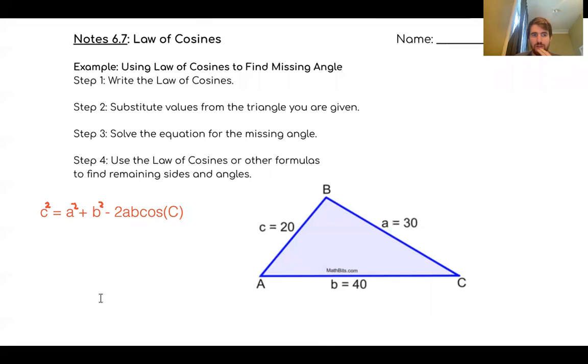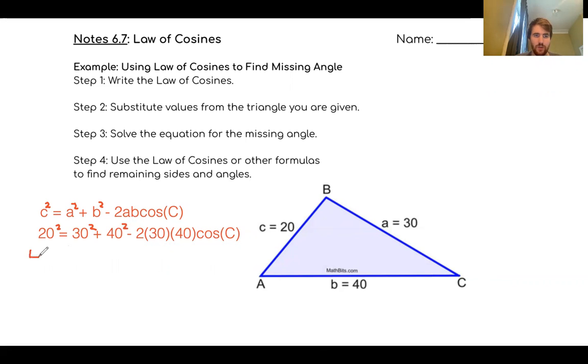We will now substitute in values from the problem. This time we have c, a, b. We're going to be trying to figure out what this C is. So c squared will be 20 squared equals a squared 30 plus 40 minus 2, A is 30, b is 40, cosine of C, we don't know what that is. That's what we're trying to figure out. Again, it doesn't matter if the triangle is actually labeled A, B, C. You can give it the A, B, and C that you want, as long as little c is always opposite big C. So 20 squared equals 30 squared plus 40 squared.